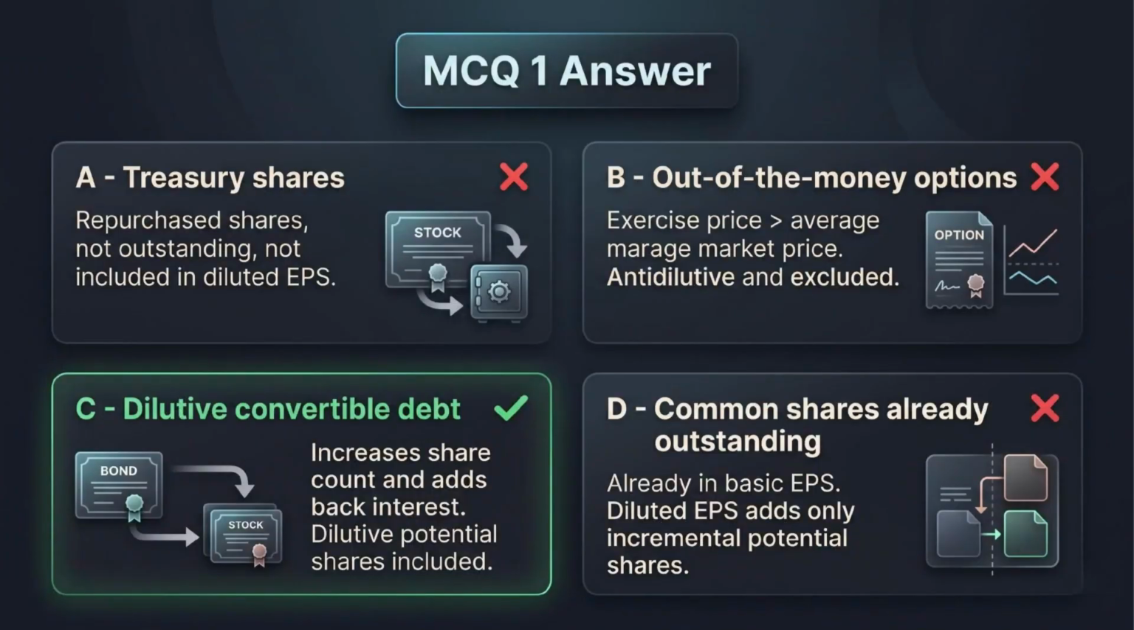The correct answer is C, dilutive convertible debt. Treasury shares are not outstanding and do not enter EPS. Out of the money options are generally anti-dilutive and excluded. Common shares already outstanding are already included in basic EPS, so adding them again would double count. Dilutive convertible debt, however, is a potential common share instrument. If it reduces EPS under the if converted method, it belongs in diluted EPS.